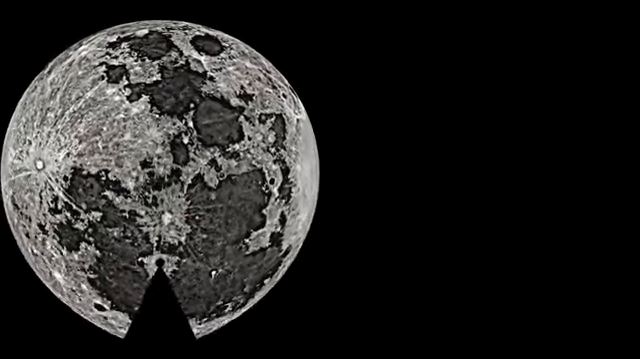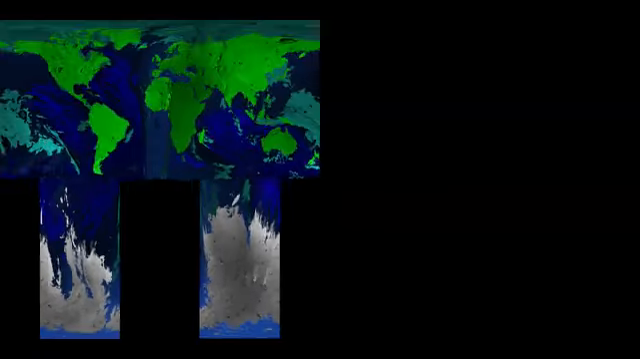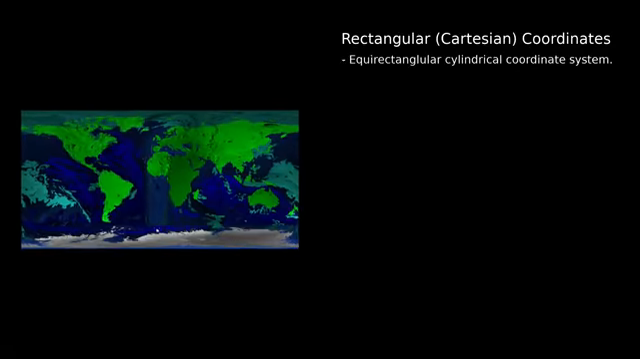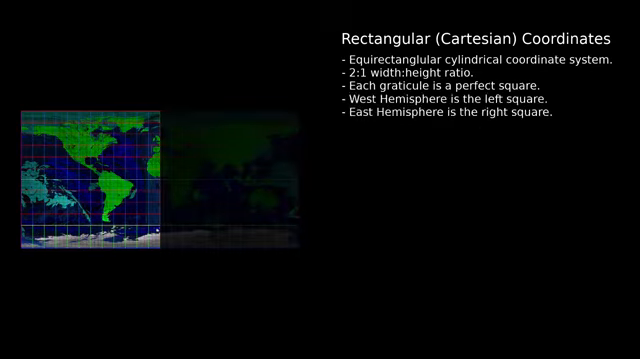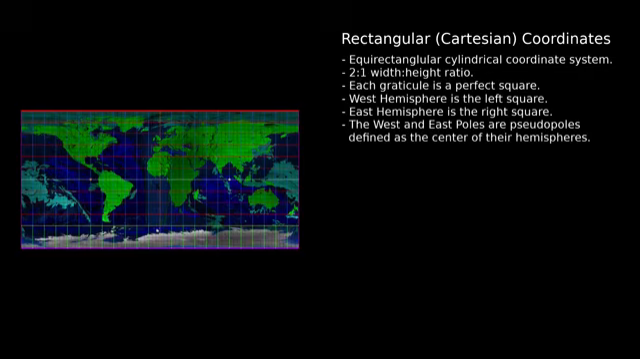This episode will cover one method for creating a moon-centric selenetic coordinate system through a series of transformations of a standard equirectangular cylindrical coordinate system. We'll use EPSG 4326, a 2-to-1 ratio coordinate system where each graticule is a perfect square. As a standard, the left half square is the western hemisphere, and the right half square is the eastern hemisphere. We'll mark the center of each hemisphere as pseudopoles, the west pole and the east pole.